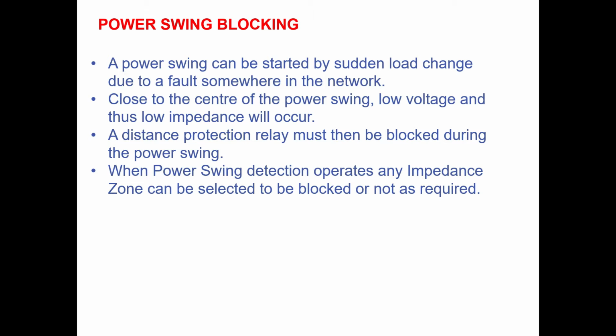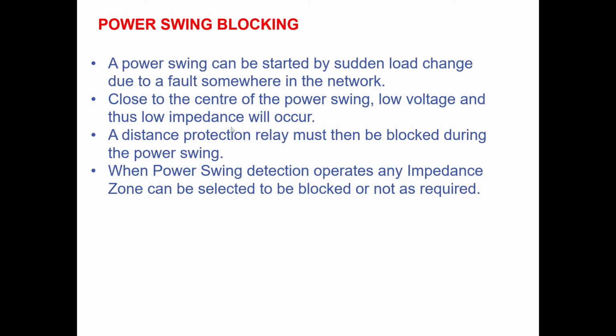It will swing and settle at a new equilibrium point, in which case it is called a stable swing. Or, if the disturbance is of such a large magnitude, it might not settle at a new point, and in that case it is called an unstable power swing. Close to the center of the power swing there is low voltage, and this leads to a lower value of impedance, because impedance is basically the ratio of voltage and current. If the voltage reduces, the voltage by current ratio, that is impedance, will reduce. When impedance reduces, it might enter inside the zone boundaries and the relay will operate inadvertently. So the distance protection relay must be blocked during the power swing.